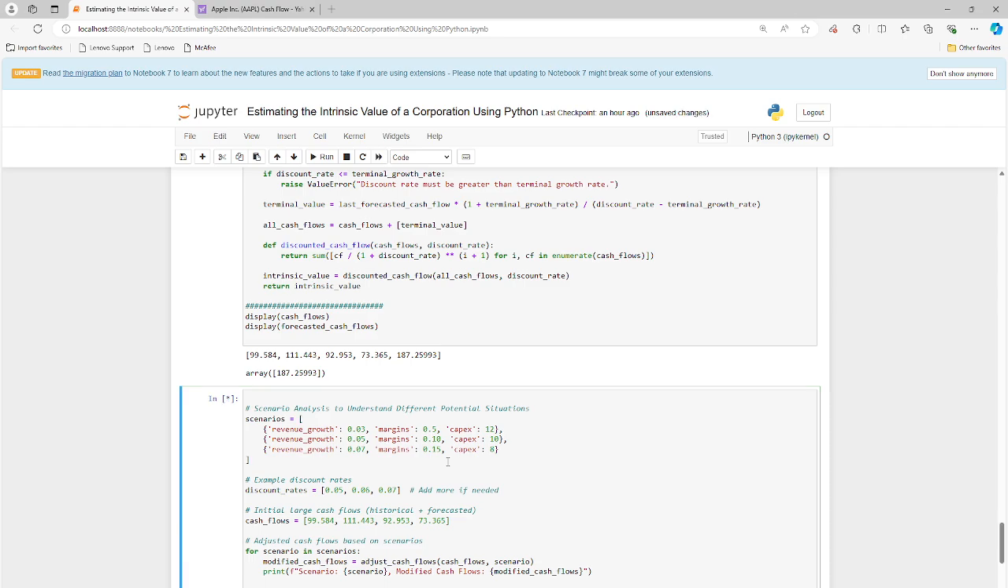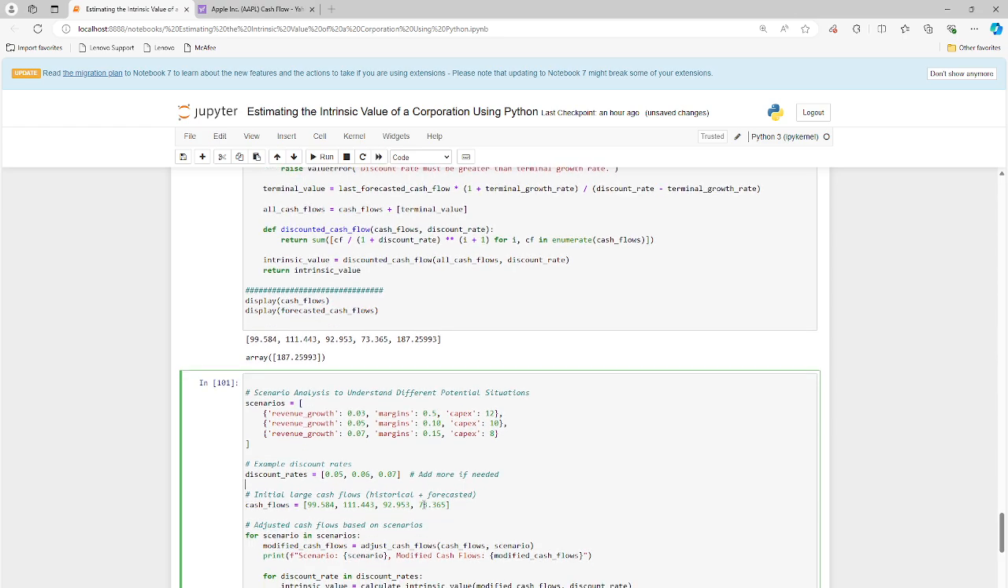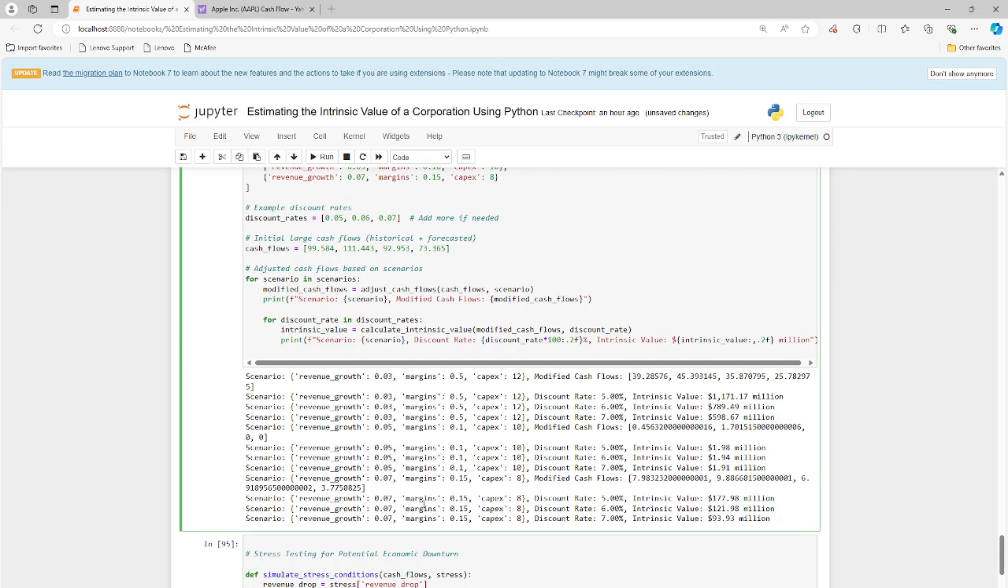Let me hit Control Enter to refresh this. And we have a few different discount rates, okay, 5, 6, 7. And we have our cash flows like we introduced before. Let me scroll down a little bit. And we print out the results from these different scenarios. So let's dig in a little bit here. It's a little bit much to read here, but we'll get through it.